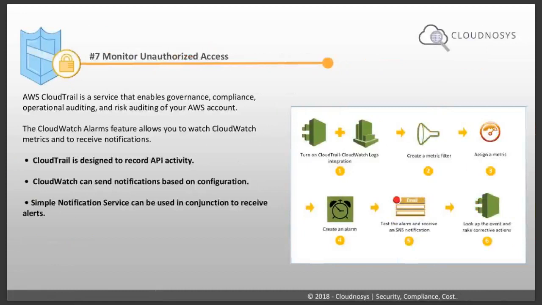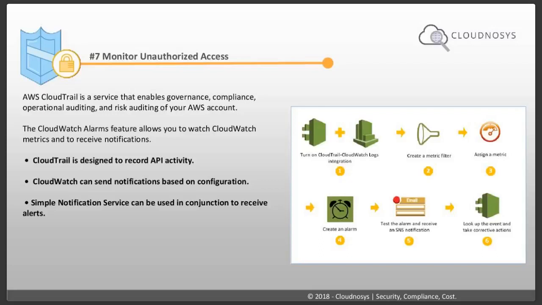Okay, monitoring unauthorized access. This has to do with CloudTrail and CloudWatch. CloudTrail records all the API activities, and CloudWatch can send notifications based on configuration. Now, just because you have these two things turned on is not enough. Why? Because you need to create a metric filter. You need to assign a metric, and you need to create an alarm. And then after you create the alarm, you need to test the alarm by receiving an SNS notification, which is kind of like an alert or email service, you could say, of Amazon. And then be able to look up that event and take action. So there's multiple steps involved. It's not just turning on.